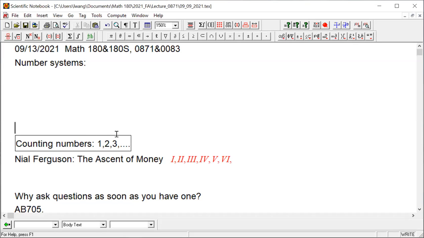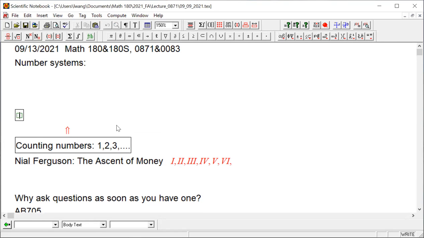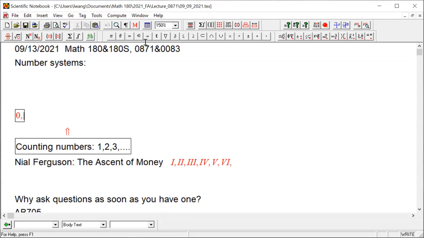Okay, so counting numbers, right? People learned to add, subtract, multiply. And I think in the early days, people didn't do much division, or the division was pretty simple. And then, I don't know when, I encourage you guys to find out, 0 was discovered.